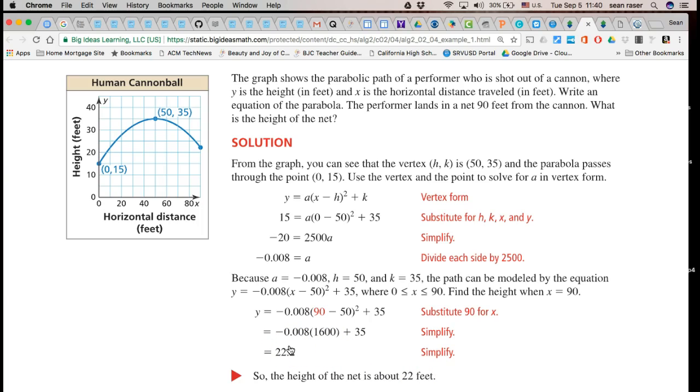Now, you can rewind and go back through. Remember, this works for any problem where you know the vertex and one other point. Your steps are to use vertex form and plug in the h and k values from your vertex, and plug in the x and y values from your other point to solve for a. Once you get your a value, you plug that into your equation along with h and k. So you have your function: y equals a times the quantity of x minus h squared plus k. You plug in a, h, and k, and then to solve for another value, you just plug in your x value.